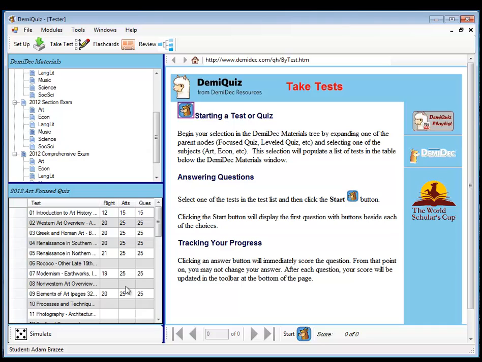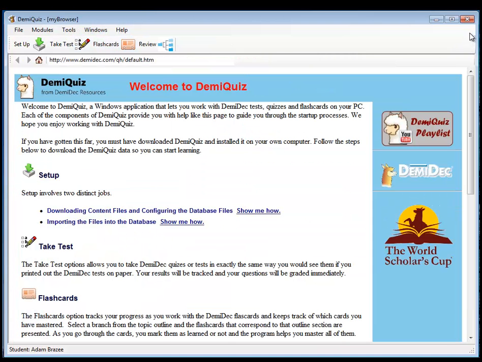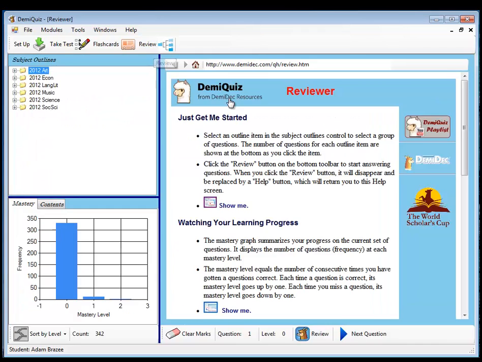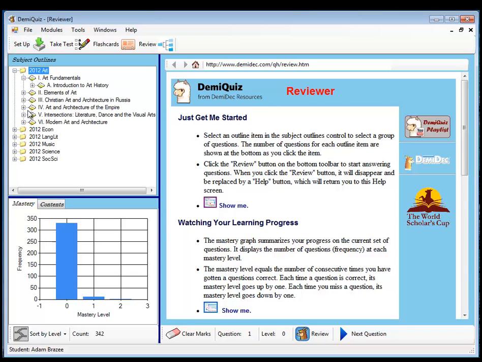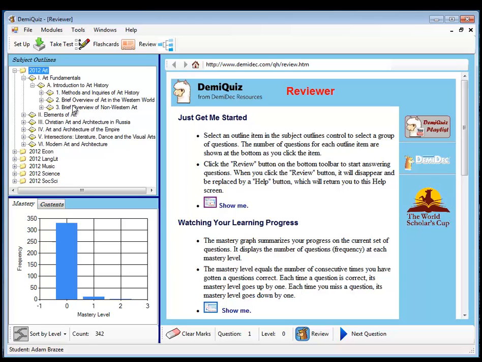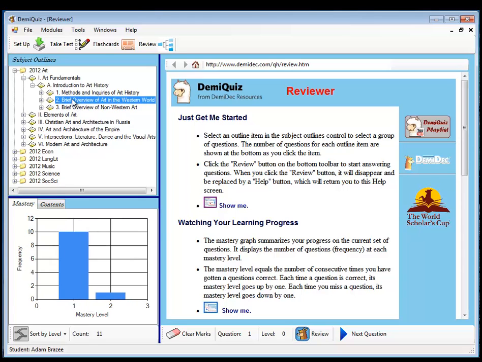If I want to recycle those and study those and use those for learning, then I have to go to the review. So I'm going to close the Take Test module. And let's see how this looks over here in the review module. Now, since I've already logged in, I don't have to log in again, and it brings me in under the same login down here. And we're going to open up the art, and we're going to open up the art fundamentals. And let's look at art in the Western world.